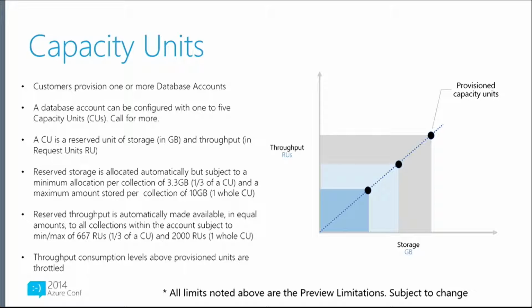Similarly, our throughput, so our reserved throughput request units, also get automatically applied across our collections, although in this case they actually get split equally across however many collections we have running within our database account. Again, we're subject to a minimum level of 1/3 of a capacity unit, 667 RUs, being applied through to a whole capacity unit. If we end up going at our database with a throughput level that is greater than our provision level, we are going to get throttled.